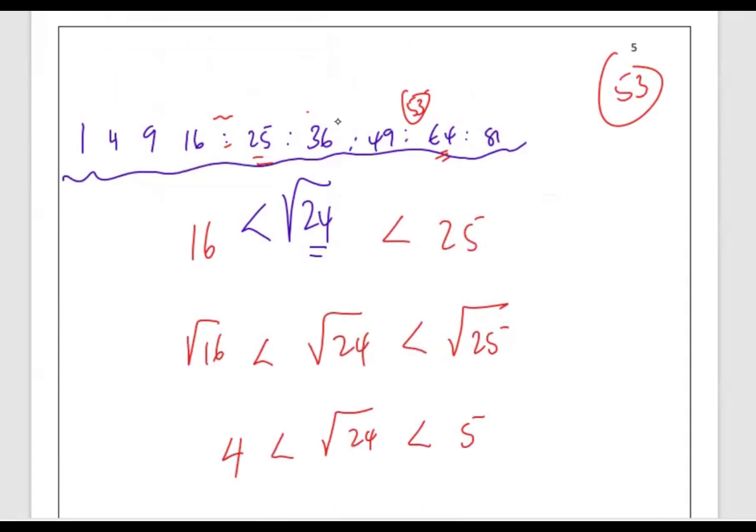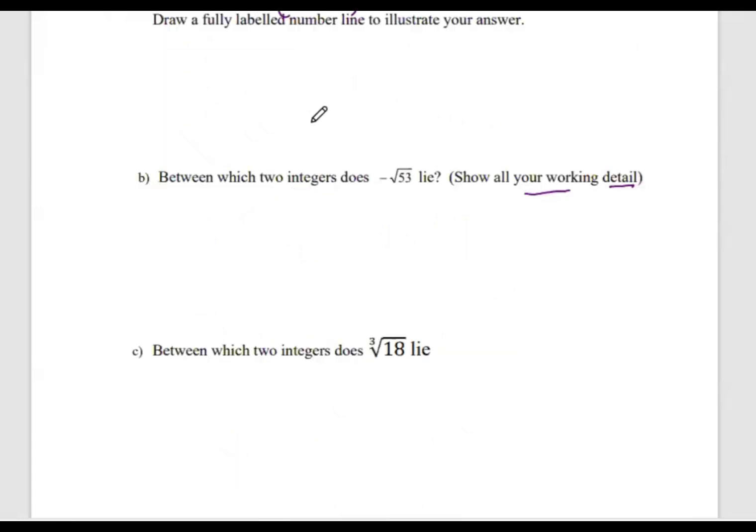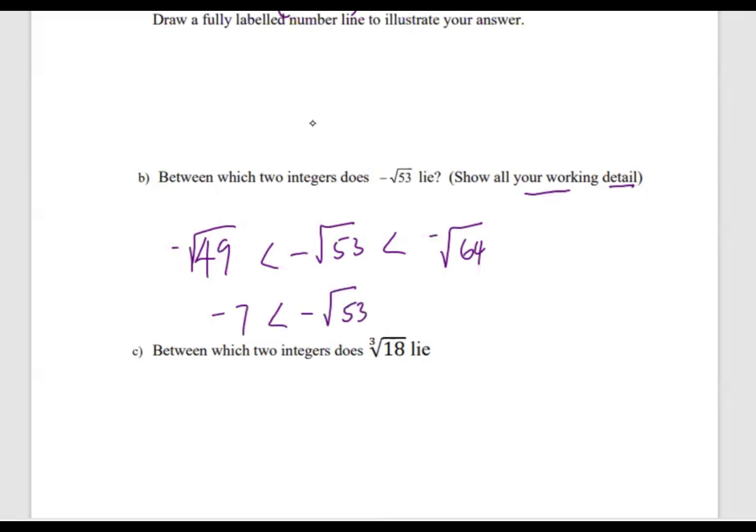All right. So what we're going to do, we're going to say 49 is less than root 53 is less than, I'll say root what? 64. Then all I would have to do, okay, I've already put a root, it's fine. I can put a root as well. I can just introduce the negative signs there. Okay. Then I know that the square root of 49 is going to be 7. So it's going to be negative 7 is less than negative root 53. And then it's less than negative 8.